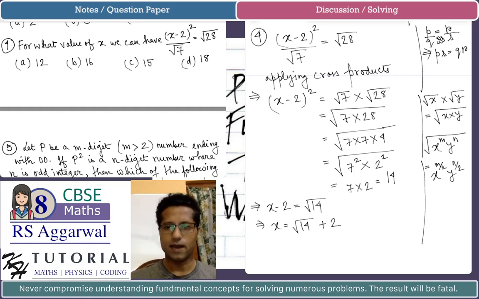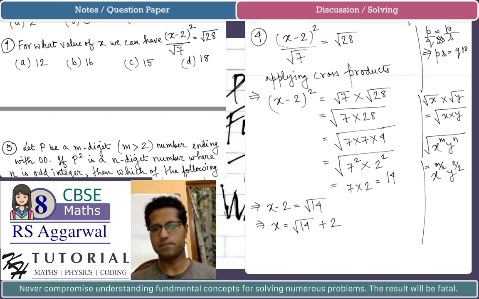There is a choice 16. Now this can only happen if (x minus 2) whole square comes out to be 14 square, then only x can have a value of 16. So I think there is a little issue with the problem. I might have copied the problem incorrectly.